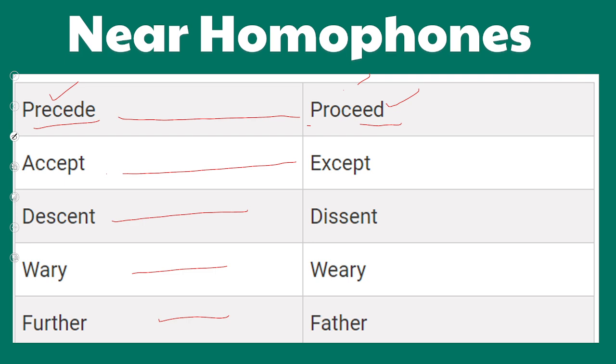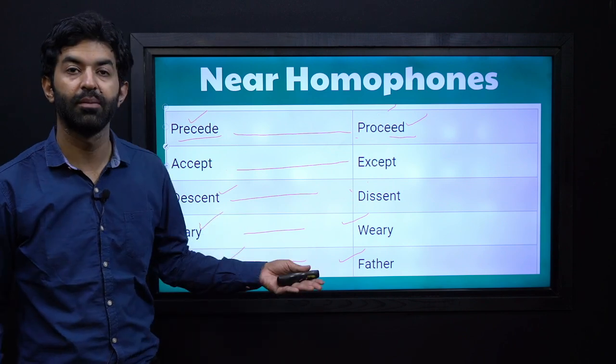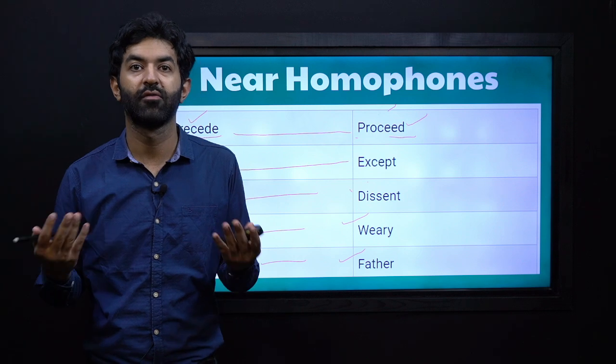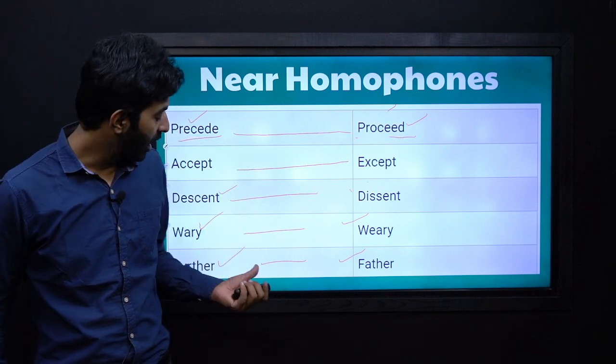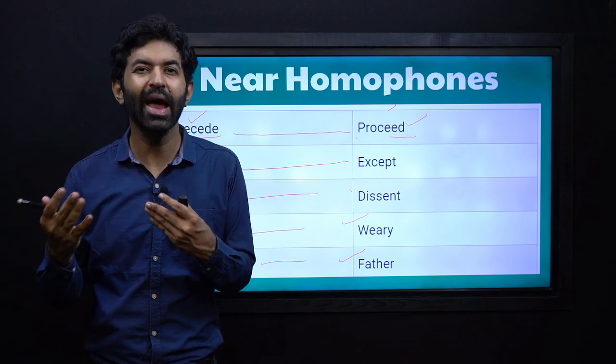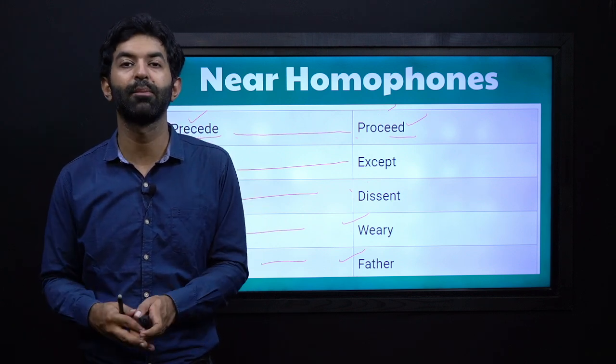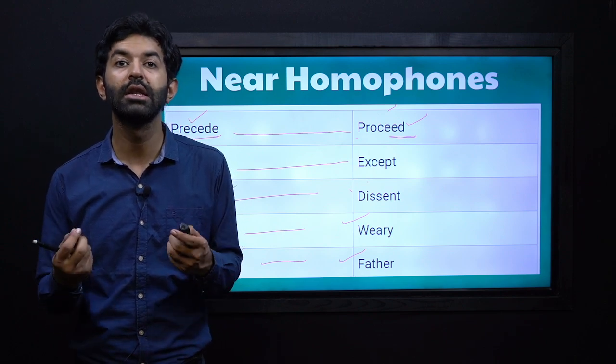Accept and except. Descent and dissent. Vary and weary. Further and farther. So, we know that further means something that is far away, and farther, it means dad, father, the male parent. Now, further and farther. Notice that they are not exactly the same, but almost the same.